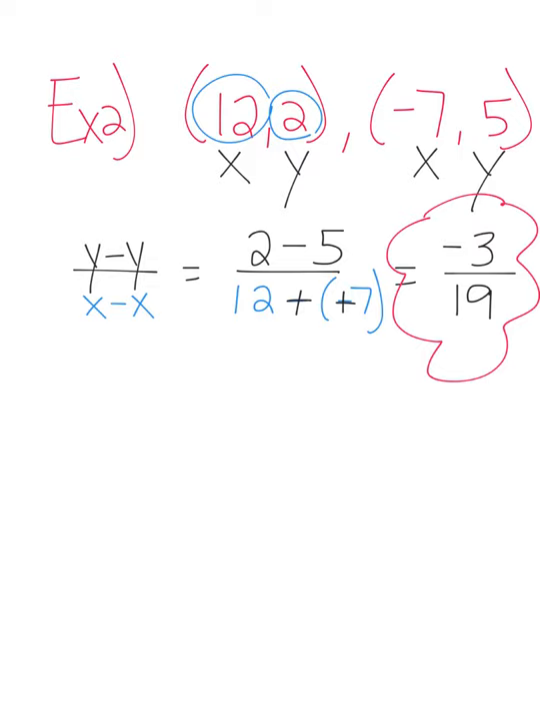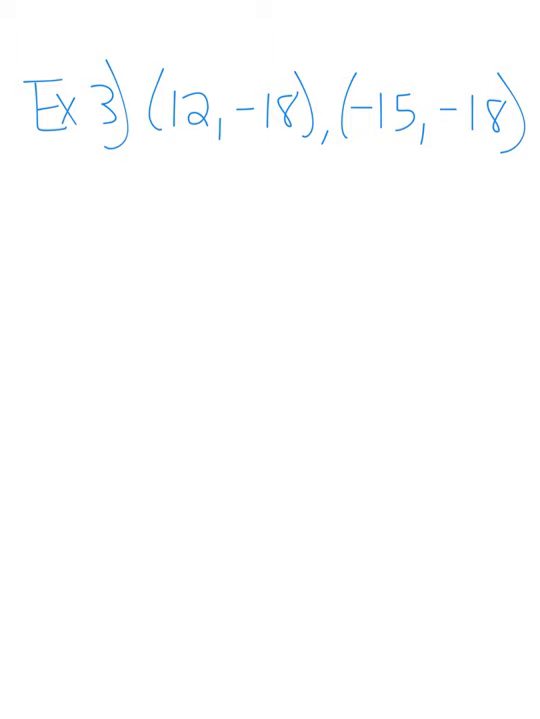Let's go ahead and look at two more. This one was a negative slope because our answer was negative. We had a positive slope. We had a negative slope. Let's see what happens with this one. Again, we're going to label it xy, xy, and we are finding the slope of a line because we are given two ordered pairs.